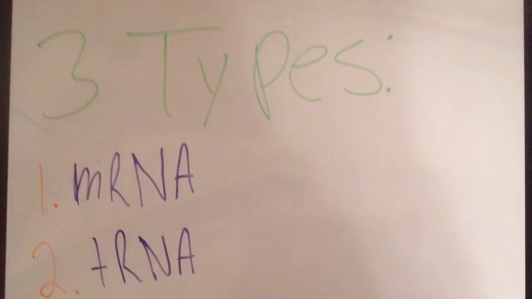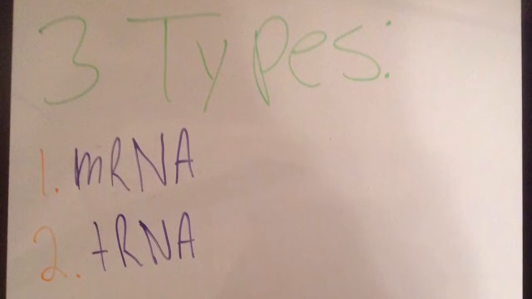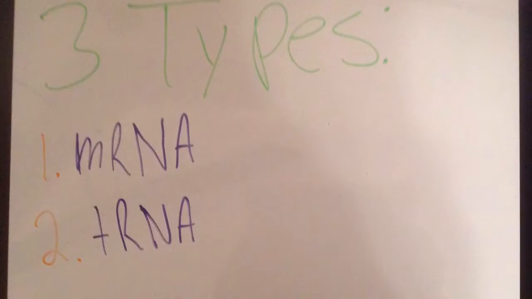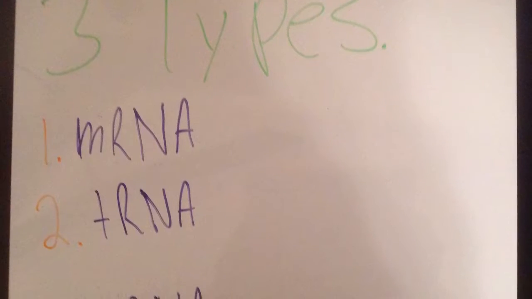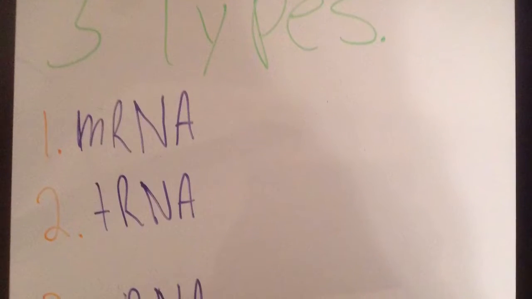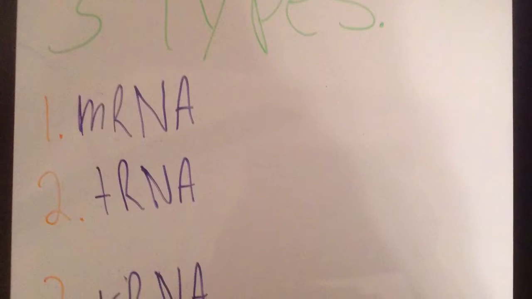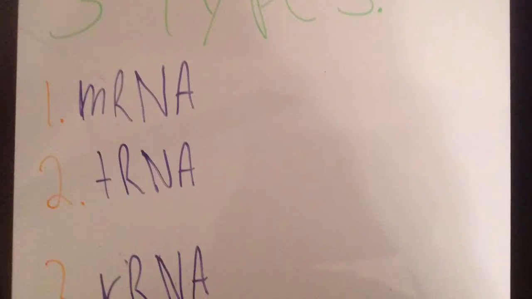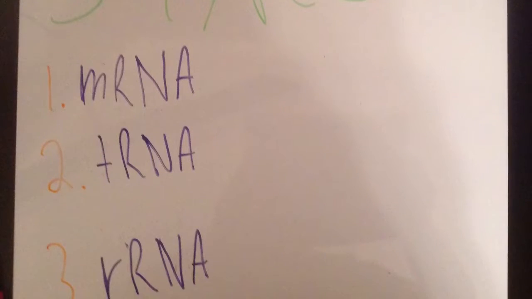RNA is of three types. The first one is mRNA, or messenger RNA, which encodes the amino acid sequence of a polypeptide. The second one is tRNA, or transfer RNA, which brings amino acids to ribosomes during translation. rRNA, or ribosomal RNA, makes up the ribosomes. Ribosomes are the organelles that translate the mRNA. tRNA and rRNA will be in the second step.